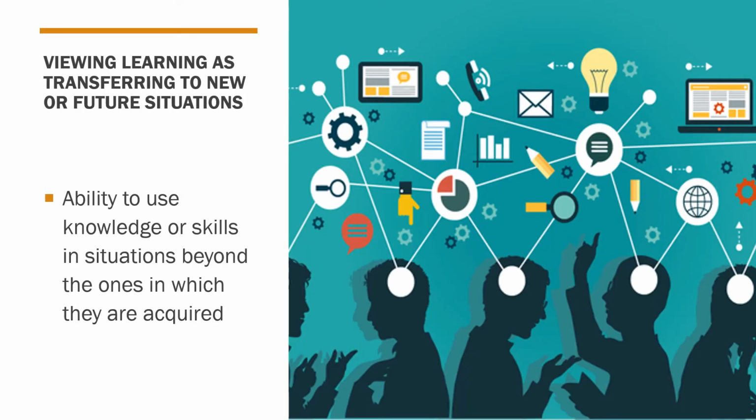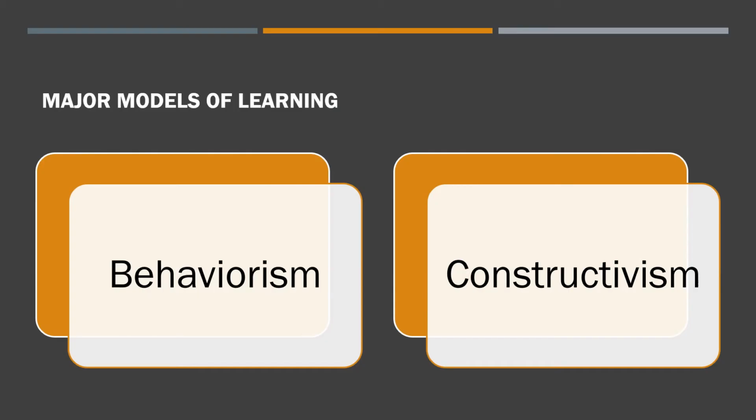Viewing learning as transferring to new or future situations. Transfer means the ability to use knowledge or skills in situations beyond the ones in which they are acquired. Moving on, major models of learning. There are two major models, behaviorism and constructivism.